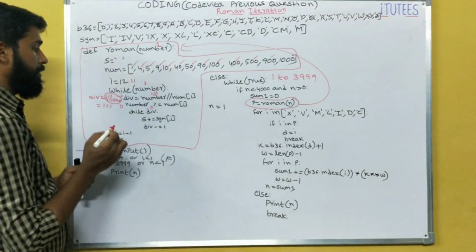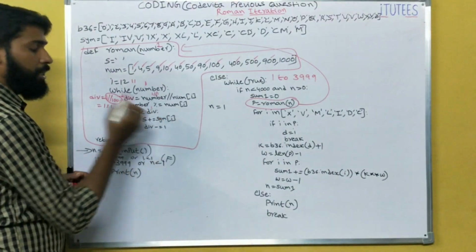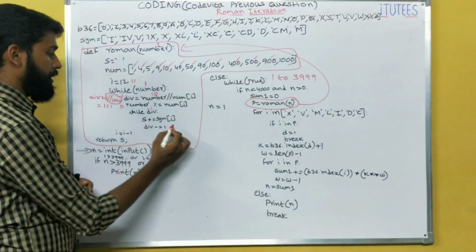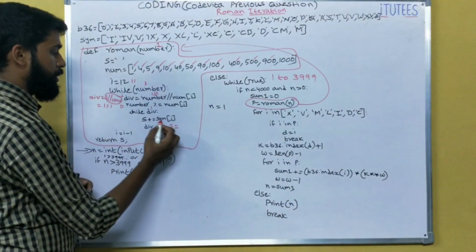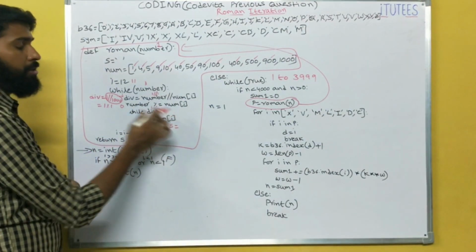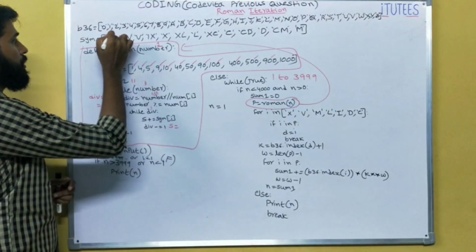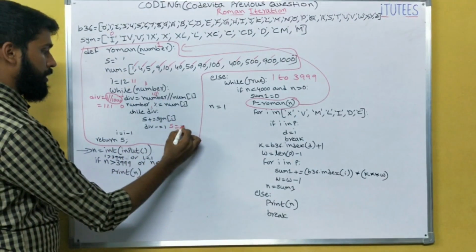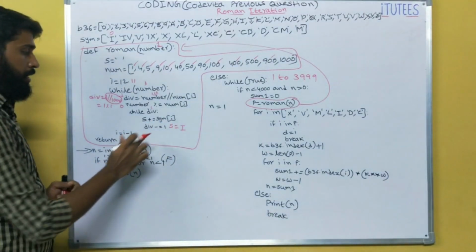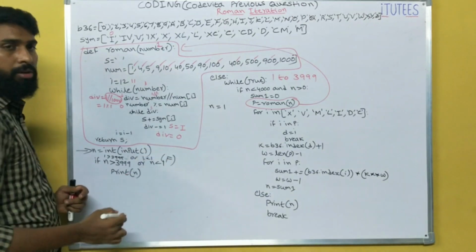While div, what is the value? It is 1, so now it is true. So enter into this: S equals S plus SYM of I. So what is the I value? 0. So SYM of 0 is I, so that means this becomes I. div equals div minus 1, that means div equals 1 minus 1, which is 0.